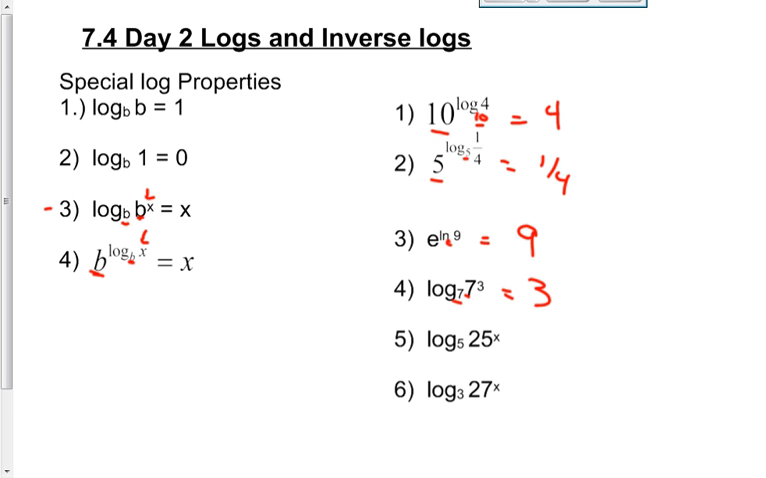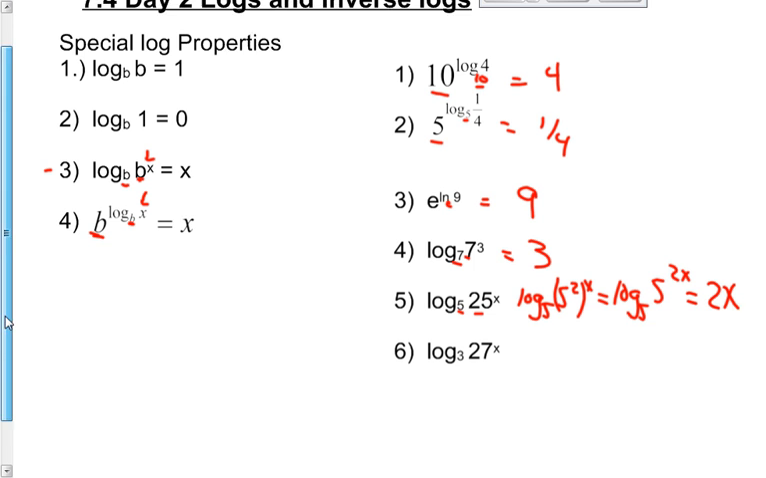Log base 5 of 25 to the x. Well, we can't just say x right now because our 5 and our 25 don't match. But we can make 25 come from 5's. Log base 5 of 5 squared to the x, which is really log base 5 of 5 to the 2x. Now your log base and your value match, so your answer is just the power, which is 2x.